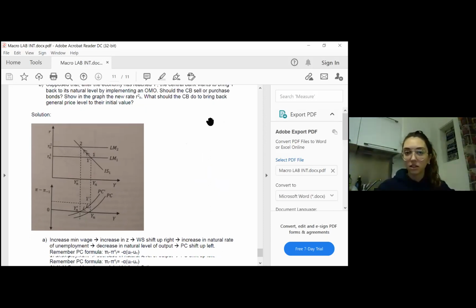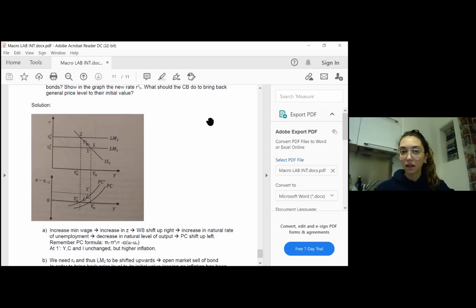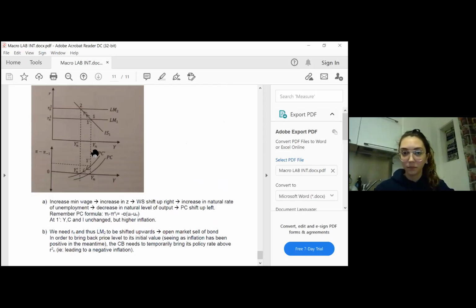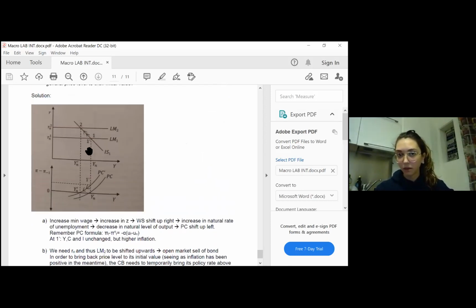And then there's a second part to the question asking how they can bring back price levels to what they used to be. Because before this, when we were at 1 prime, there was inflation. Now that we're at 2, there's no more inflation, because inflation minus inflation at t minus 1 is equal to 0, and PC is crossing Y at 0. But before, when we were at 1 prime, there used to be inflation. And so during this period where there was inflation, prices have been going up. So they want to bring those prices down again so that the level of prices is the same as it used to be. And how can they do so?